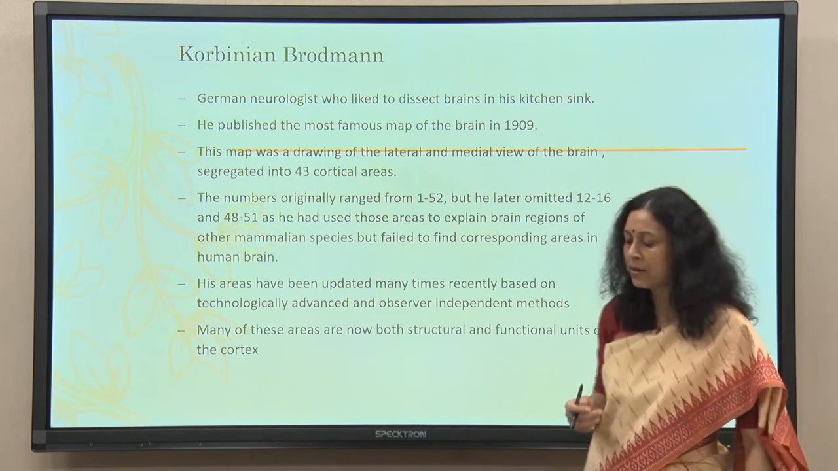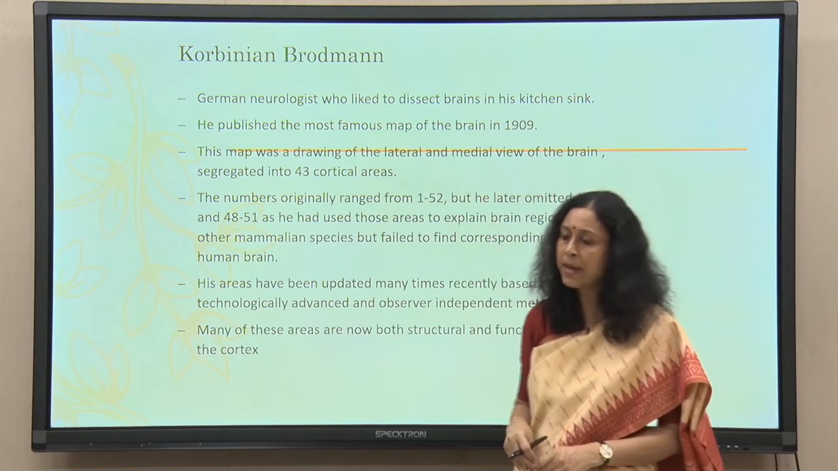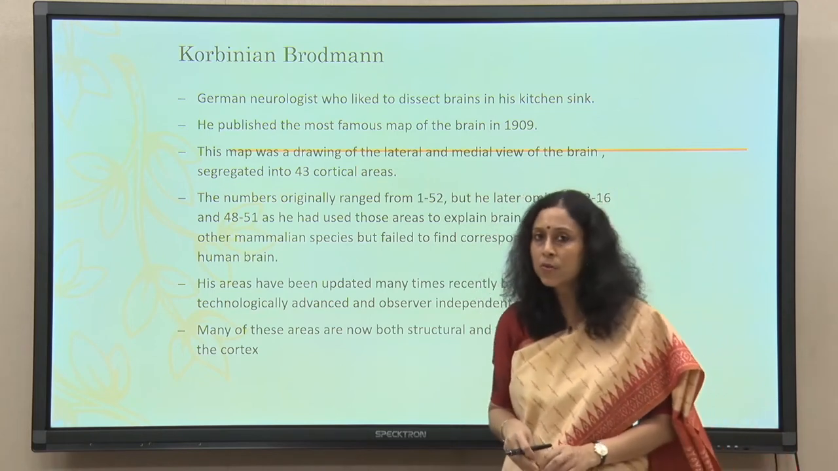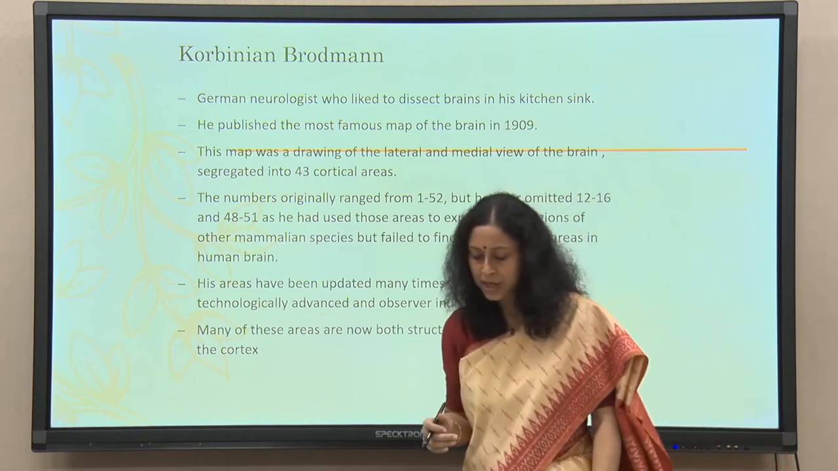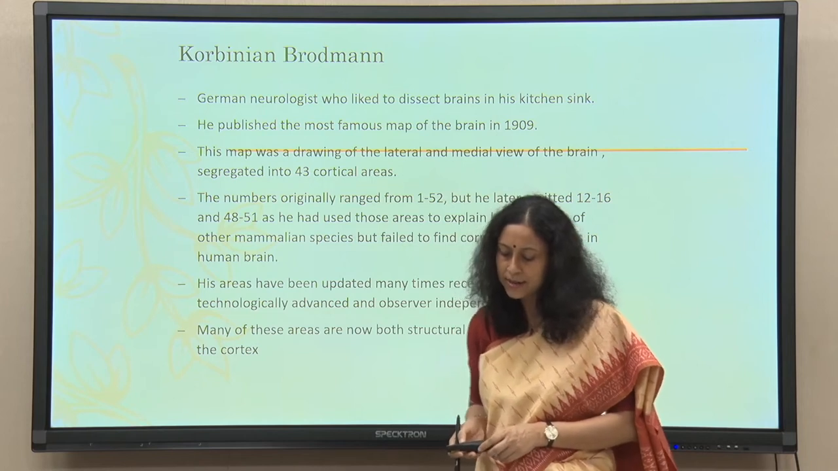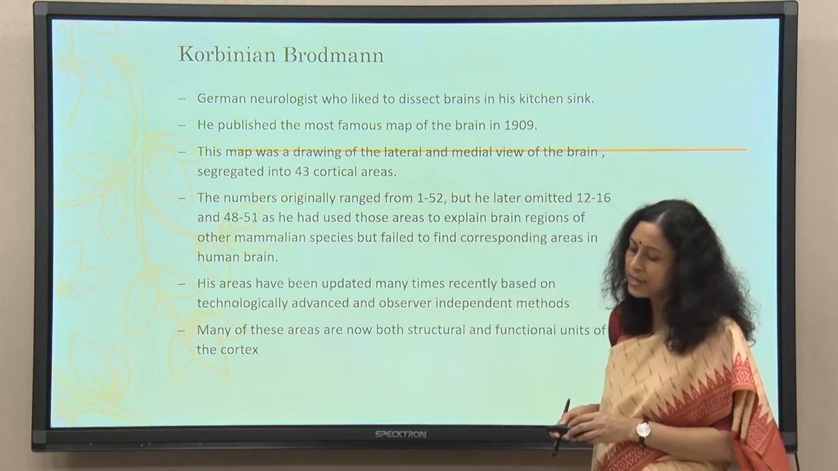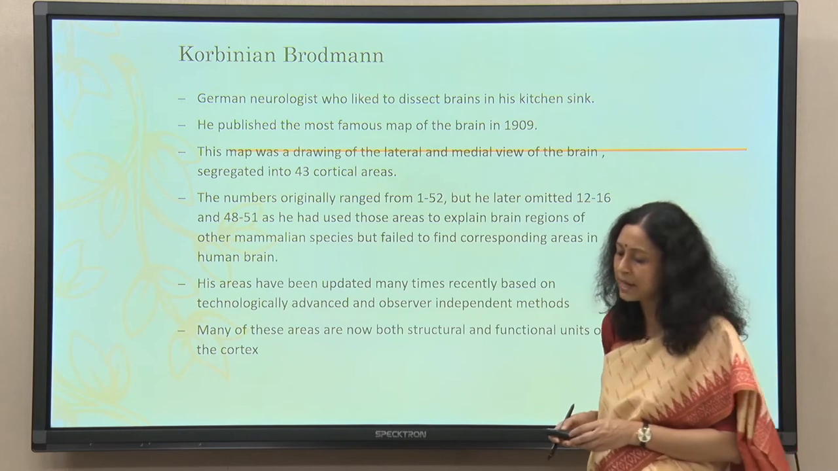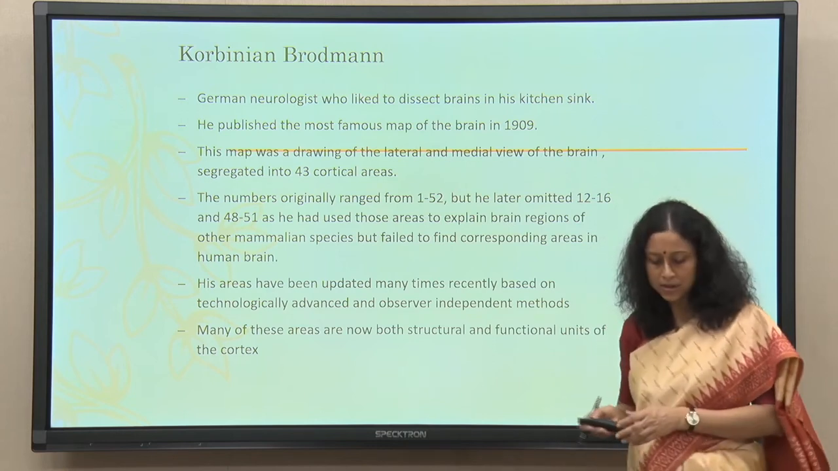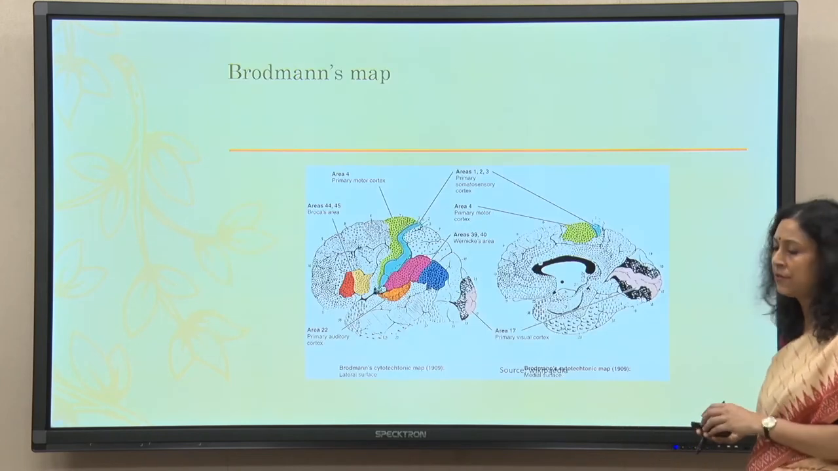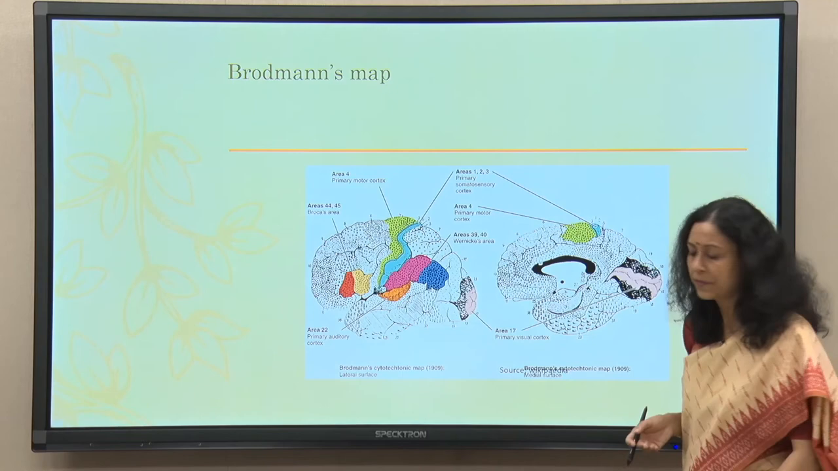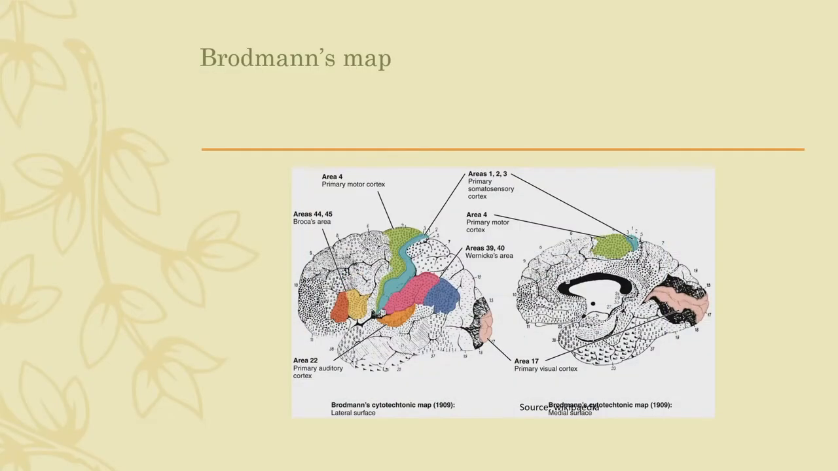And then he decided that there are all these areas in the brain, some of which do correspond to the human brain as well, some of them don't. So ultimately, he came out with these 43 cortical areas. Later on, some revisions happened. His areas have been updated many times recently, based on obviously the latest technology and so on. But many are still utilized. Many are still understood to be valid. So this is how Brodmann's map looks.